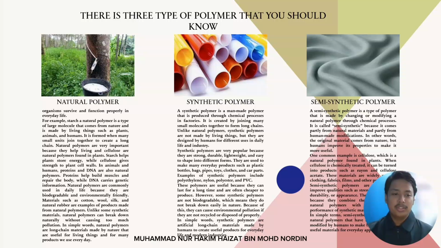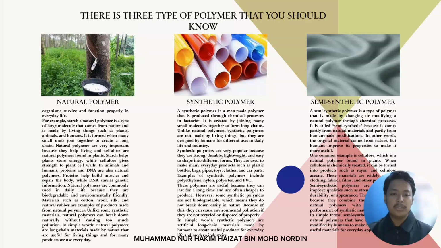Natural polymers help organisms survive and function properly in everyday life. For example, starch, a natural polymer, is a type of large molecule that comes from nature and is made by living things such as plants, animals, and humans. It is formed when many small units join together to create a long chain.